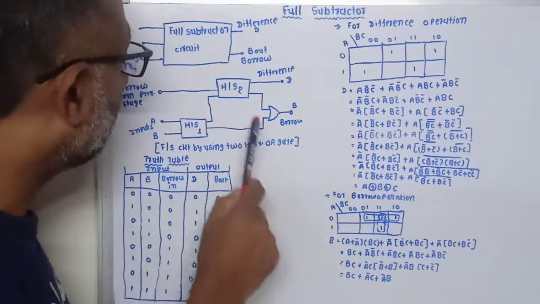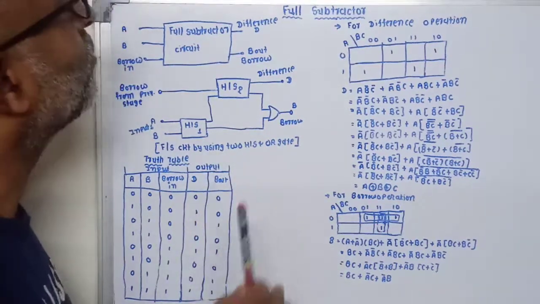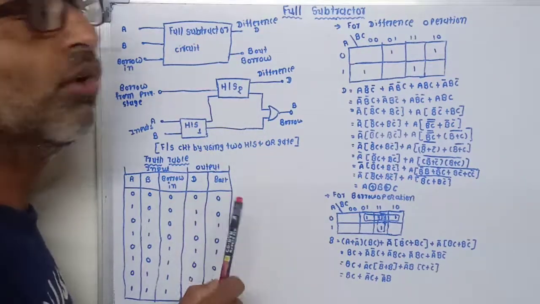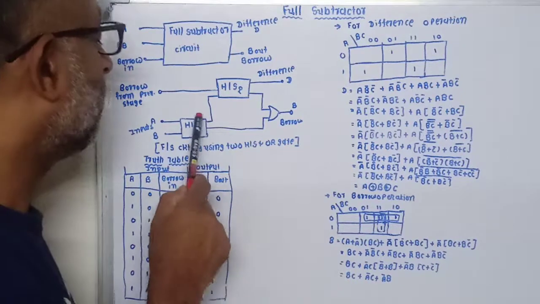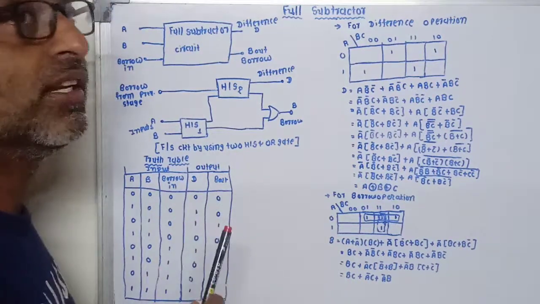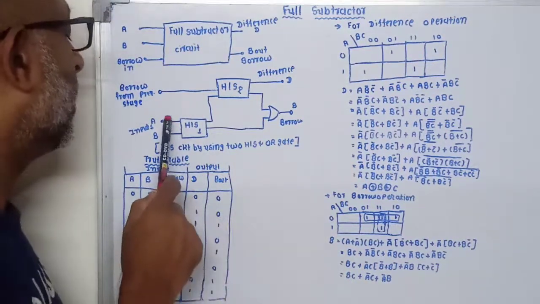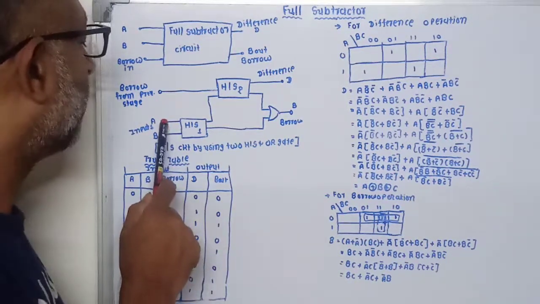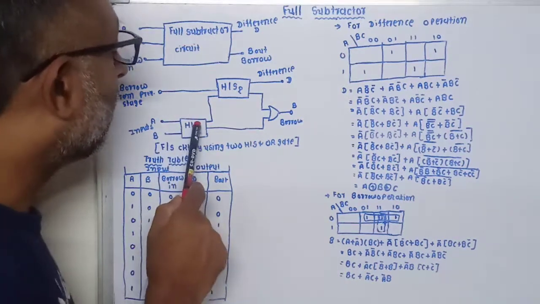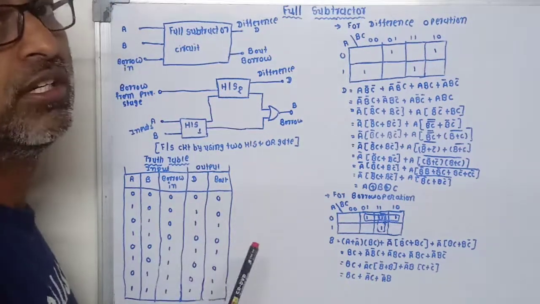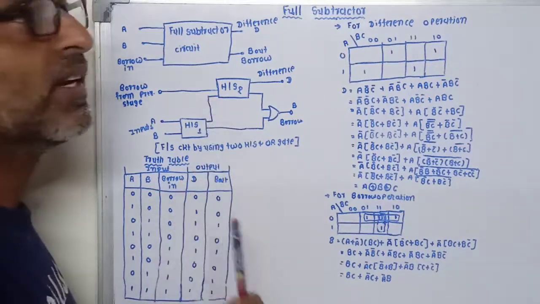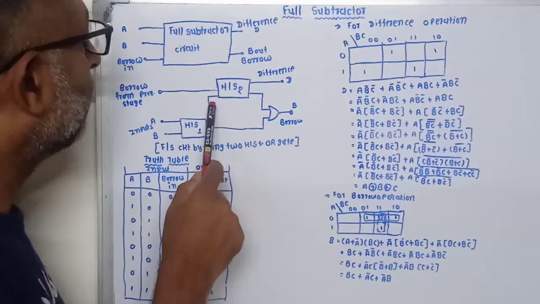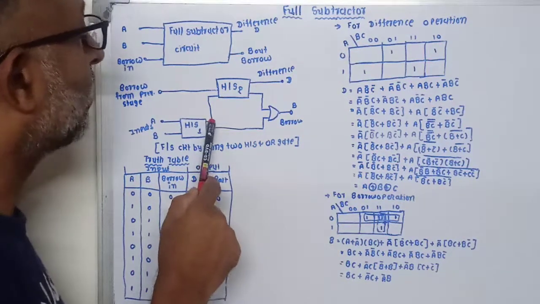Now this is the circuit of the full subtractor using two half subtractor circuits and one OR gate. Half subtractor circuit 1 subtracts input variables A and B. That means B is subtracted from A by using this half subtractor circuit 1. Now for the next stage, the borrow is subtracted from the output of half subtractor circuit 1.